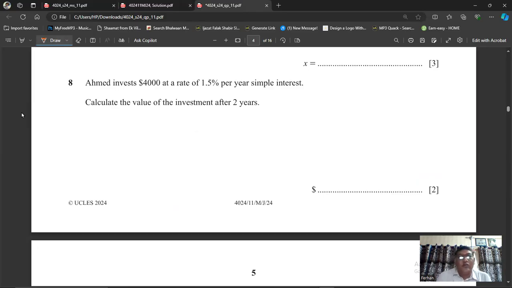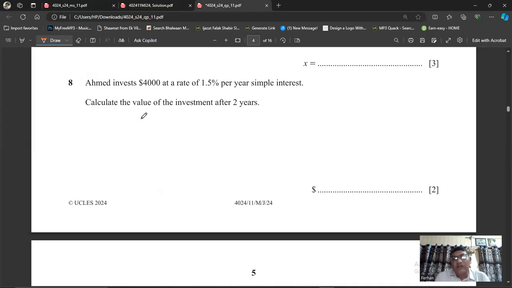Ahmed invests $4,000 at a rate of 1.5% per year, simple interest. Calculate the value of the investment after 2 years. So we need to find out the amount at the end of 2 years.